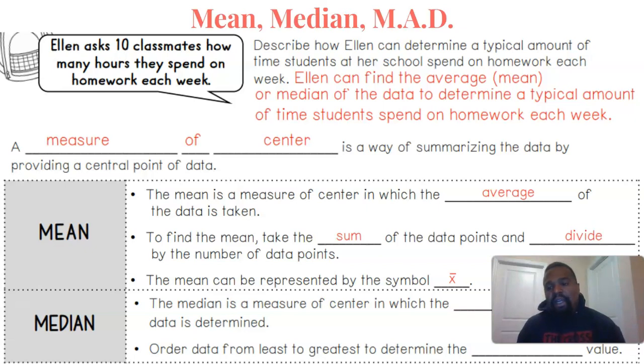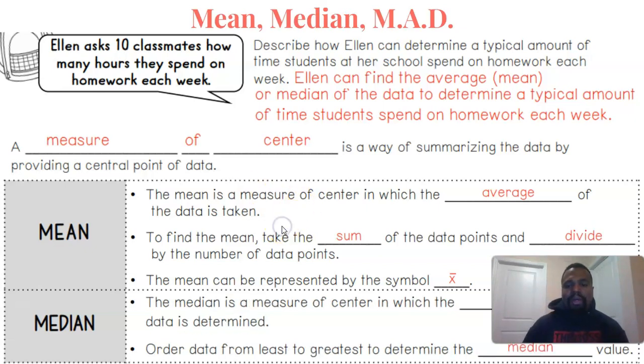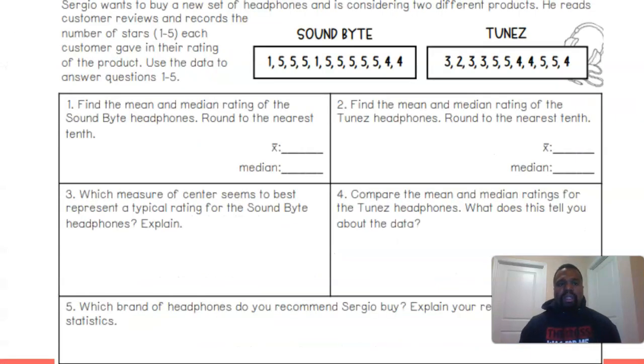With the median, you're finding the middle number. For the median, the first thing you have to make sure you do is put your data set in order from least to greatest. Then from there, you look at the number that's in the middle, and that middle number will determine your median of that data set. So let's take a look.